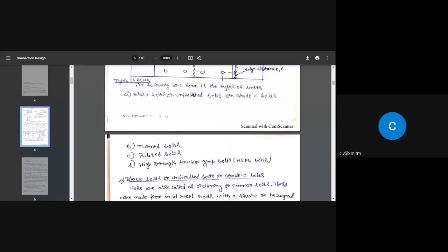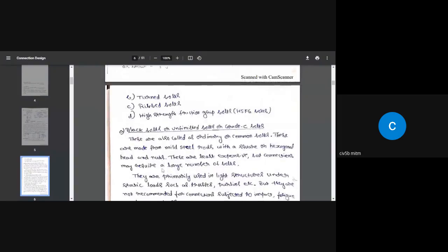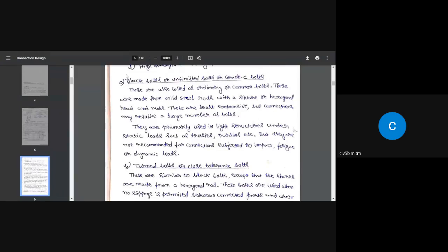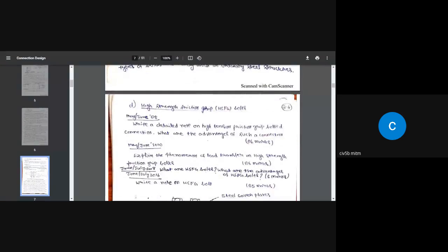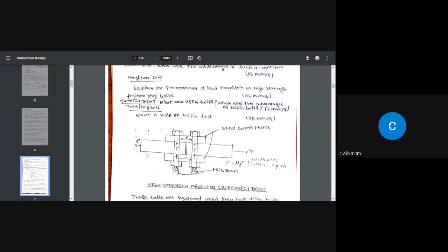So bolt type A is used in case of bearing type connections. You will know what is bearing type connection. And for friction type connection design, we are going to make use of high strength friction grip bolts. So these are the explanations for each of those bolts, which I am going to skip. You can study on your own.